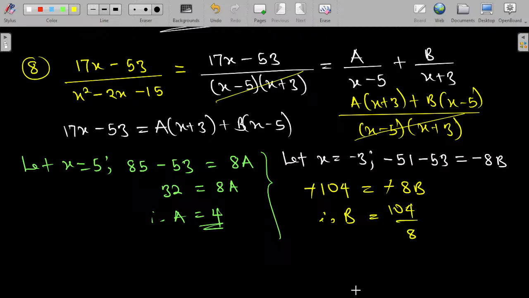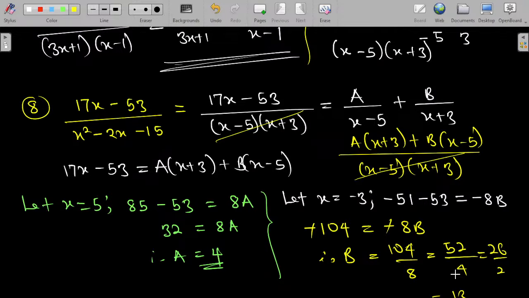So you can help me to divide that. 104 over 8, of course 2 can go to give us 52 all over 4. 2 can go again to give us 26 all over 2, and finally you will get 13. So our b is 13. Okay, and you are done.